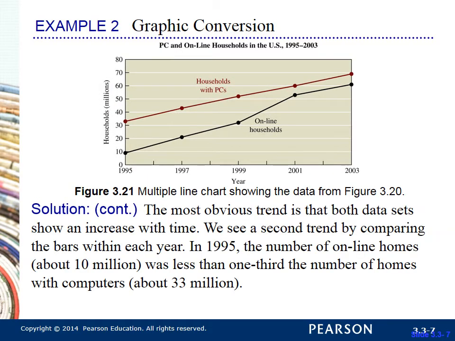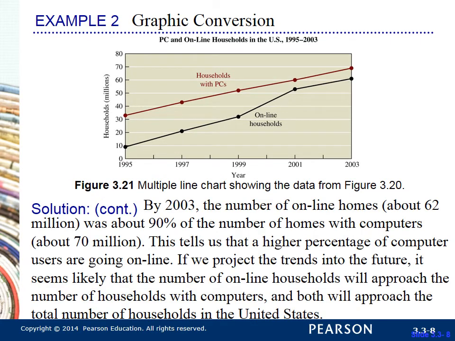All right, so now the trends we can see is that both are increasing, which I talked about when I was just looking at the bar, but we also see a second trend by comparing those bars within each year. So again, the number of online homes was about a third of those with, but as I keep going, a higher and higher percentage of the users were going online.